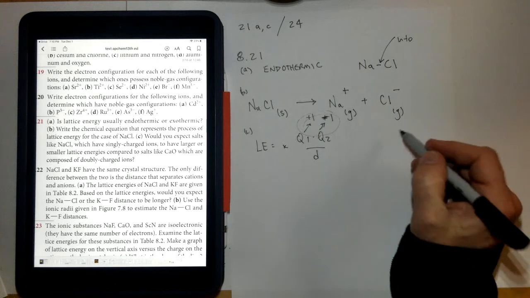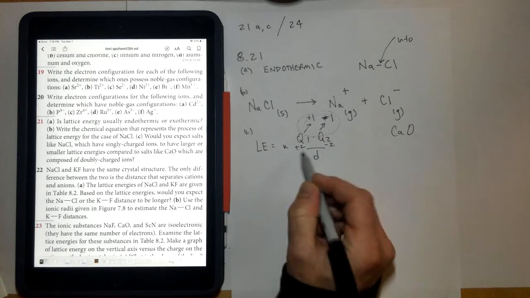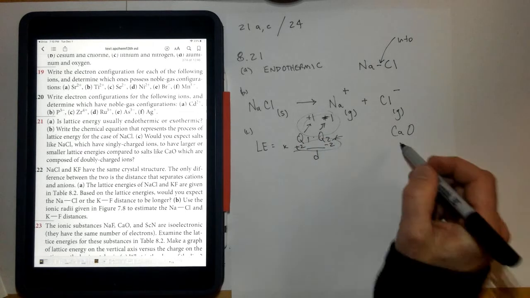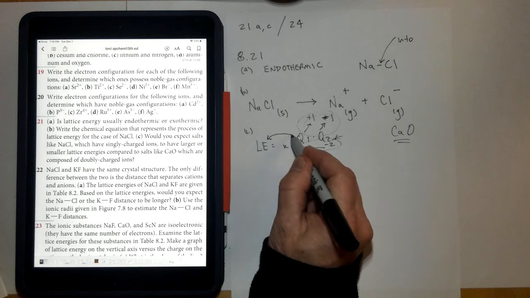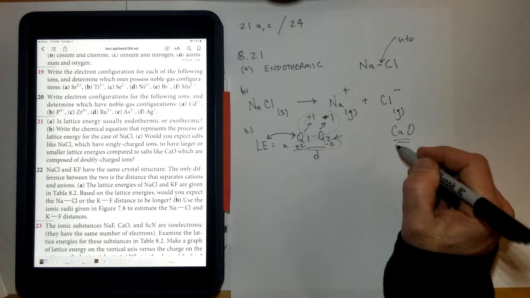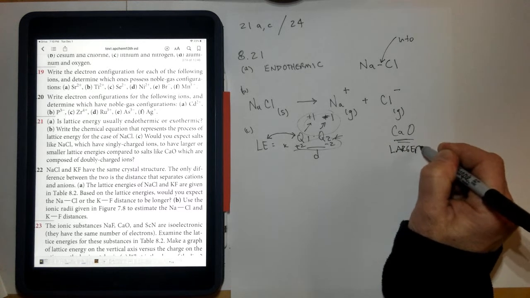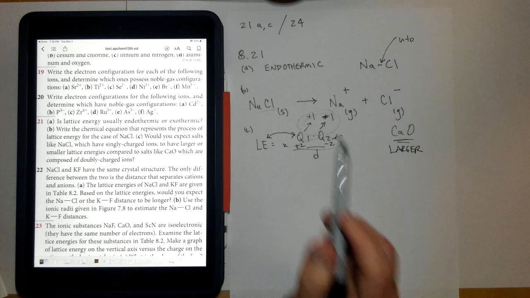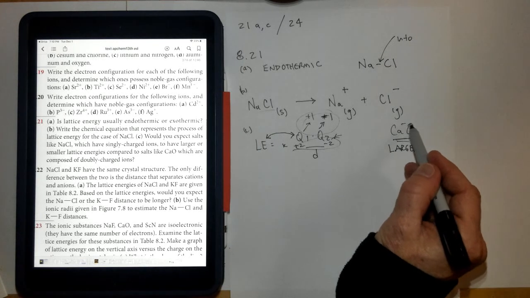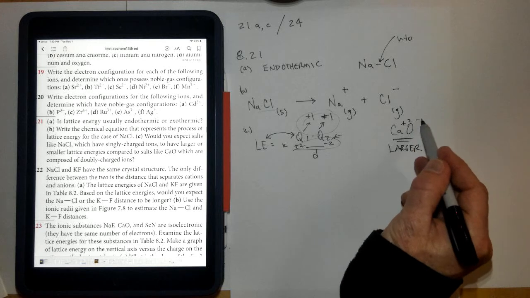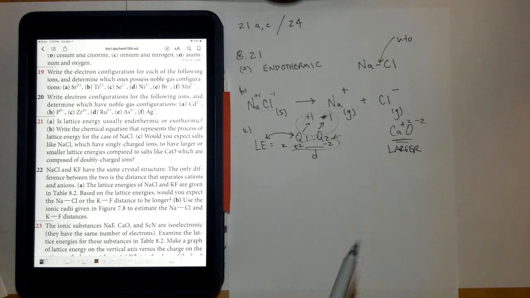Whereas if you had something like CaO, which is positive 2 and negative 2, now you'd have a total of 4 on the top. And so, since charge is directly proportional to lattice energy, CaO would have a much larger lattice energy than something like NaCl or other singly charged ions. So always look for the charges first, and if they're more positive and more negative, then it's going to have a larger lattice energy than ones that are just +1, -1, or smaller than those.